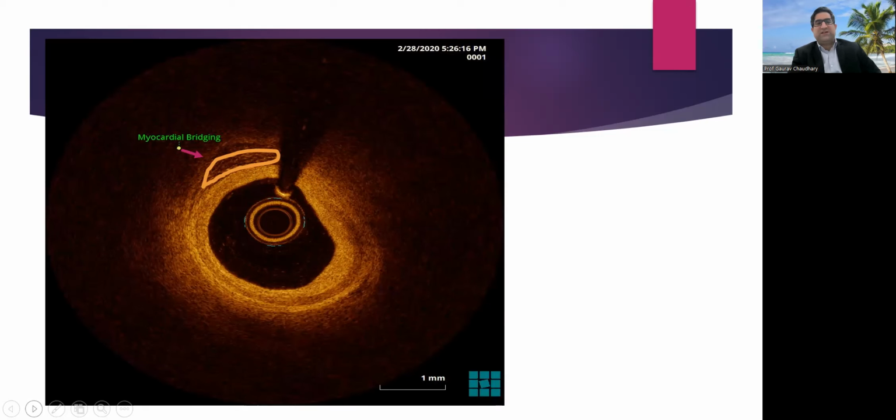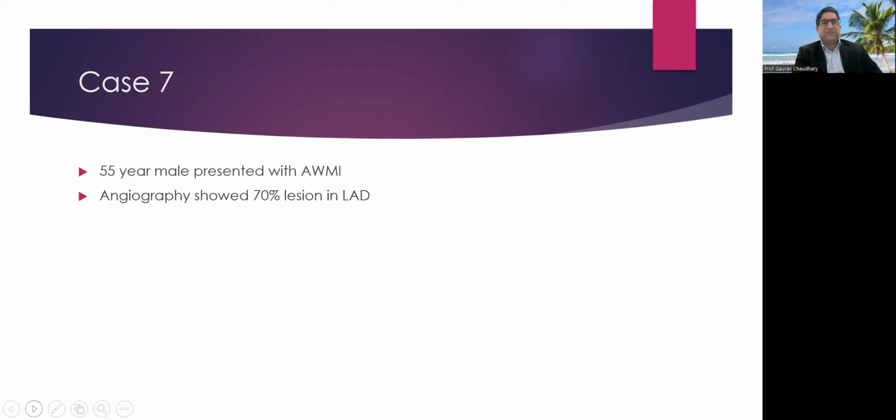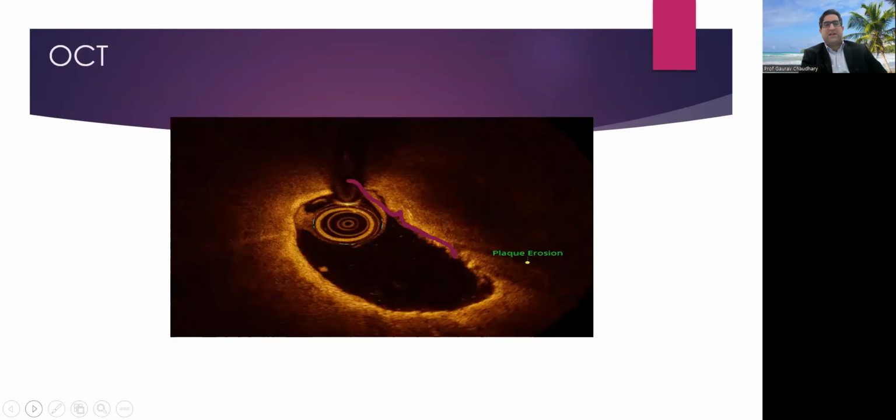This is the diastolic phase, because in systolic there would be more compression. And in IVUS, we call it a half moon sign. But here we could see on the adventitial side, there are various layers that are suggestive of myocardial bridge. So again, a 55-year-old male presented with ventricular MI, angiogram showed 70% in the LAD.